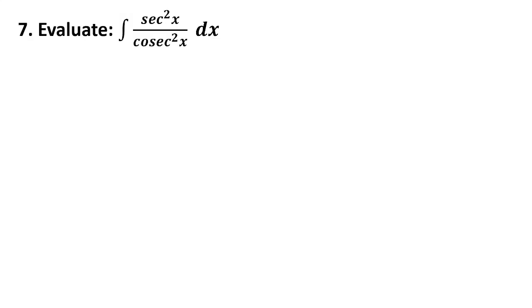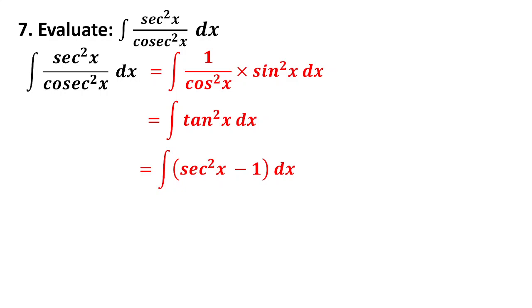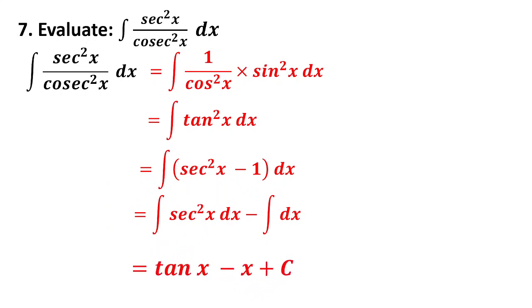Question number 7. Evaluate the integral of secant square x by cosecant square x dx. Whenever you have any problem of integration of trigonometric functions, better try to convert them into basic trigonometric functions. I am converting. Secant square is 1 by cos square, 1 by cosecant square is sin square. I am getting tan square. It is secant square x minus 1. The integration of secant square x is tan x. Integration of dx is x. Therefore, the answer is tan x minus x plus c.